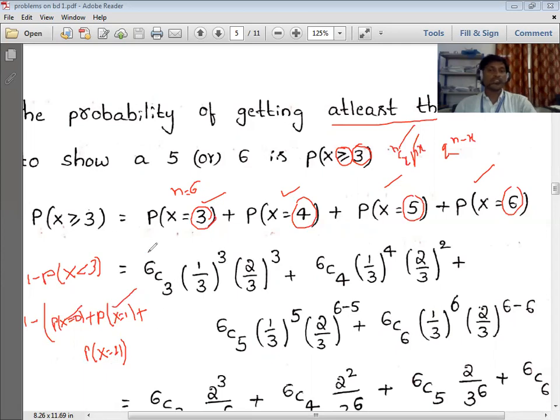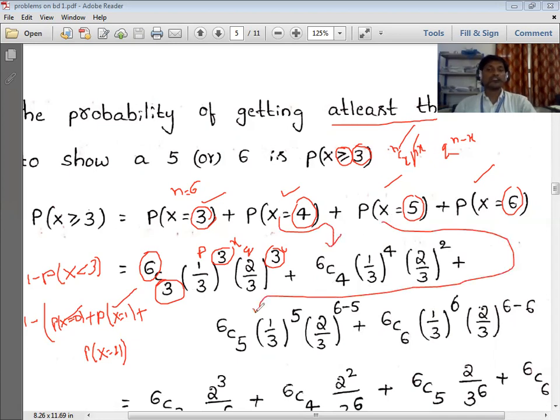So here we substituted n as 6 and x as 3. This is the value of p and this is the value of q, and this represents x, and this is n minus x, that is 6 minus 3. In the same way we need to apply the same formula for P of x is equal to 4, and next P of x is equal to 5, and P of x is equal to 6. For 6C6, 1 by 3 whole power 6, 2 by 3 whole power 6 minus 6.